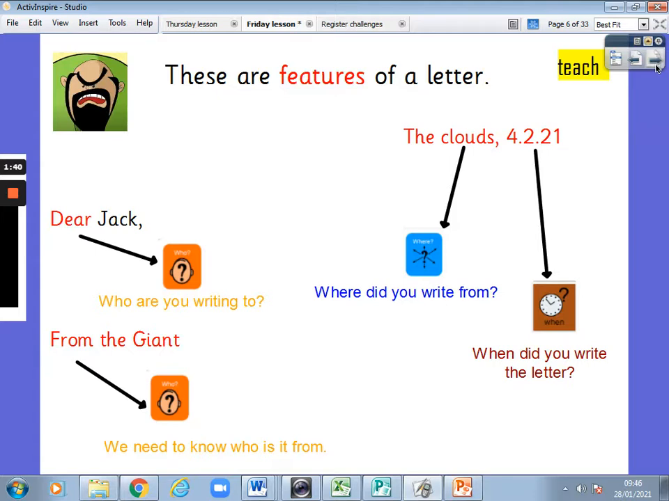Then we have Dear Jack. Who are you writing to? Dear is a very polite way to address someone in a letter. Dear Jack. And at the bottom of the letter, we have from the giant. We need to know who is it from. So the features of a letter is where, when, and who. And dear and from are very special words to use in a letter.